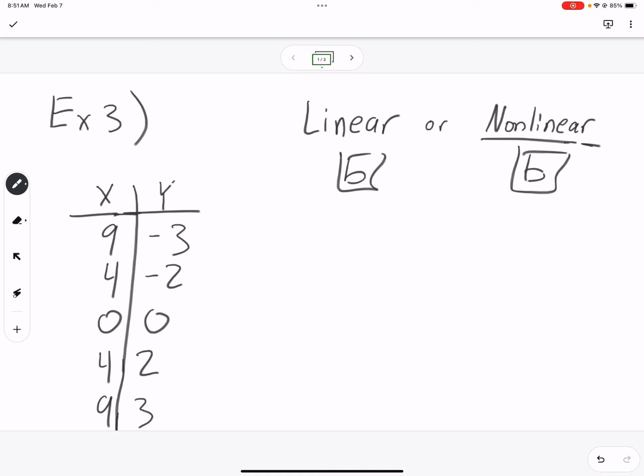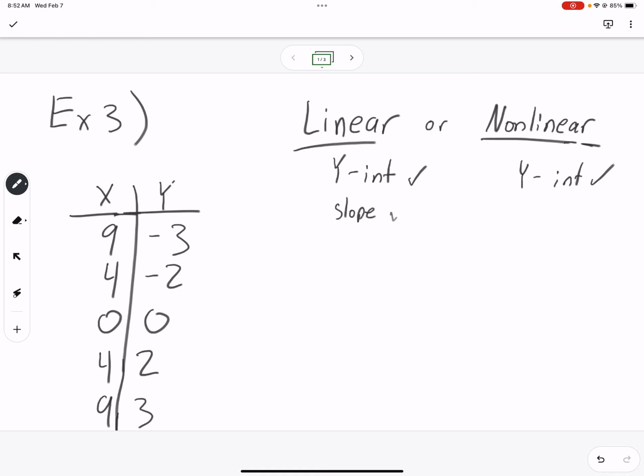But there is something that a linear graph has that a nonlinear graph doesn't. What is it? A slope. So think of it, a slope. They both have y-intercepts, but only a linear graph will have a slope.